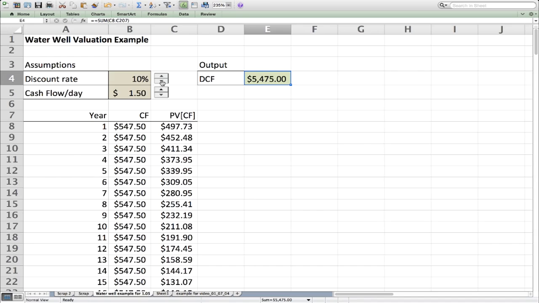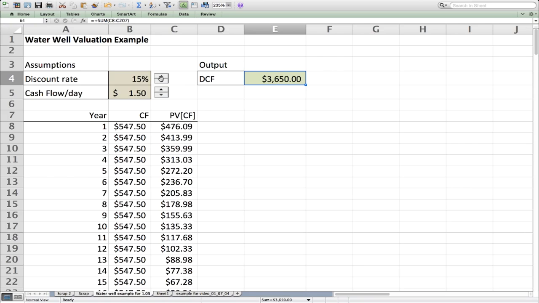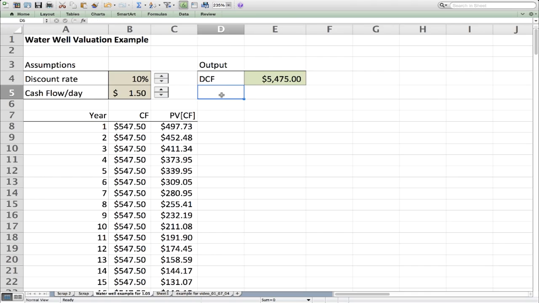If the discount rate was a lot lower, if I were a lot more willing to be patient, the well would be worth a lot more. If the discount rate were higher, the well would be worth a lot less. So again, remember the assumptions of our discounted cash flow analysis. What's going to drive the basic valuation is how much cash is coming in, when is it coming in, and how heavily am I discounting it. In the simple example that we had of $1.50 a day for infinity, discounted at 10%, the answer is $5,475.